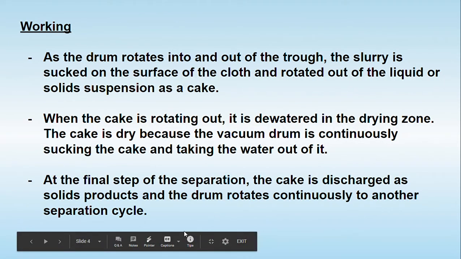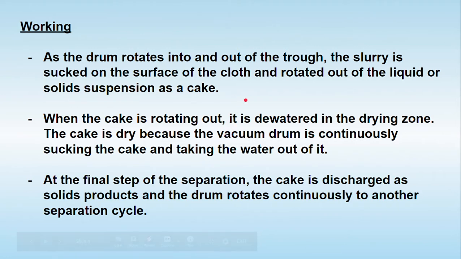So now let's go into much more detail about how it works. As the filter drum rotates into and out of the tub, the slurry is sucked onto the surface of the cloth. The entire surface of the cloth is there, so the slurry is sucked and rotated out, and the suspension forms a cake. As the drum is rotating, the cake is present outside of the drum on the filter cloth, but it does not fall down because the suction is generated. So it remains stuck onto that particular filter cloth.